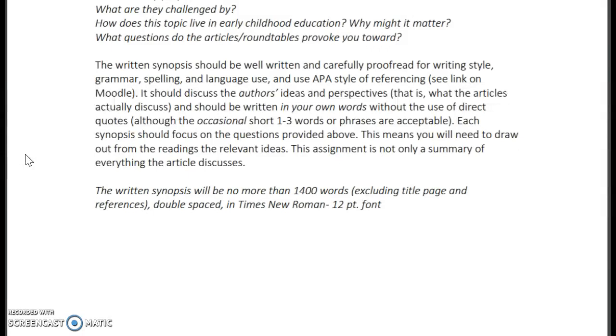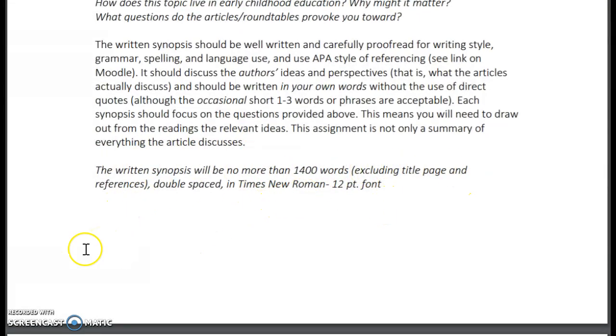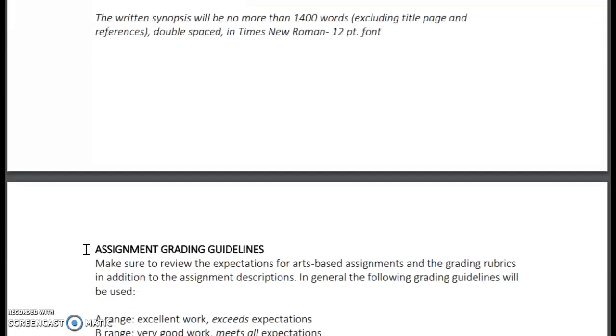Each synopsis should focus on the questions that are provided above, and so this means that you'll need to draw out from the readings relevant ideas and not only provide a summary of the articles, but rather some key concepts that are emerging from them. So the written synopsis will be no more than 1,400 words, excluding the title page. It'll be double-spaced in Times New Roman 12-point font following APA.